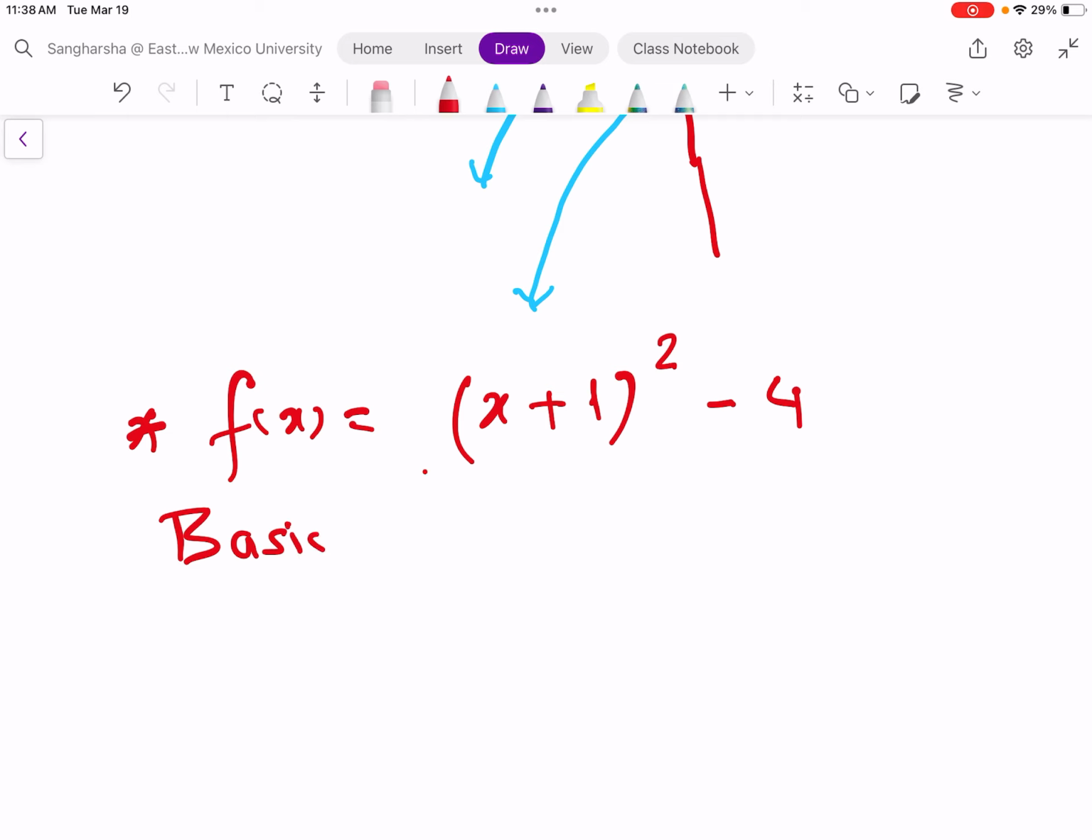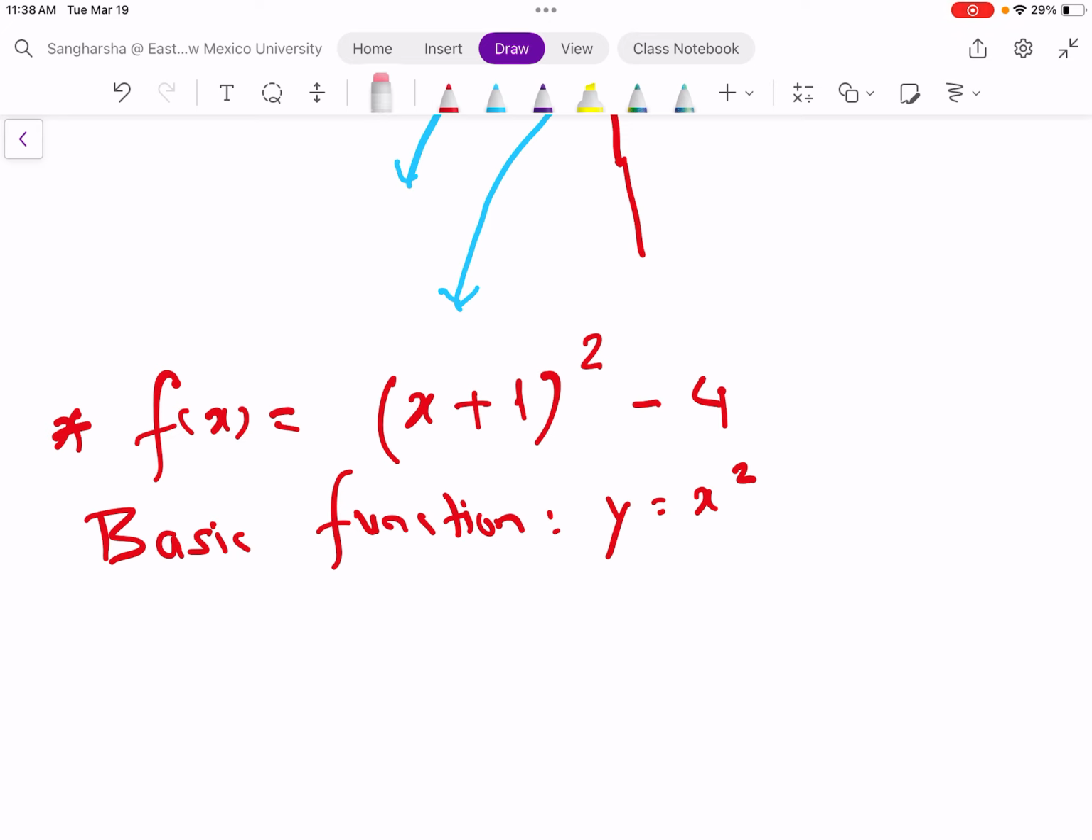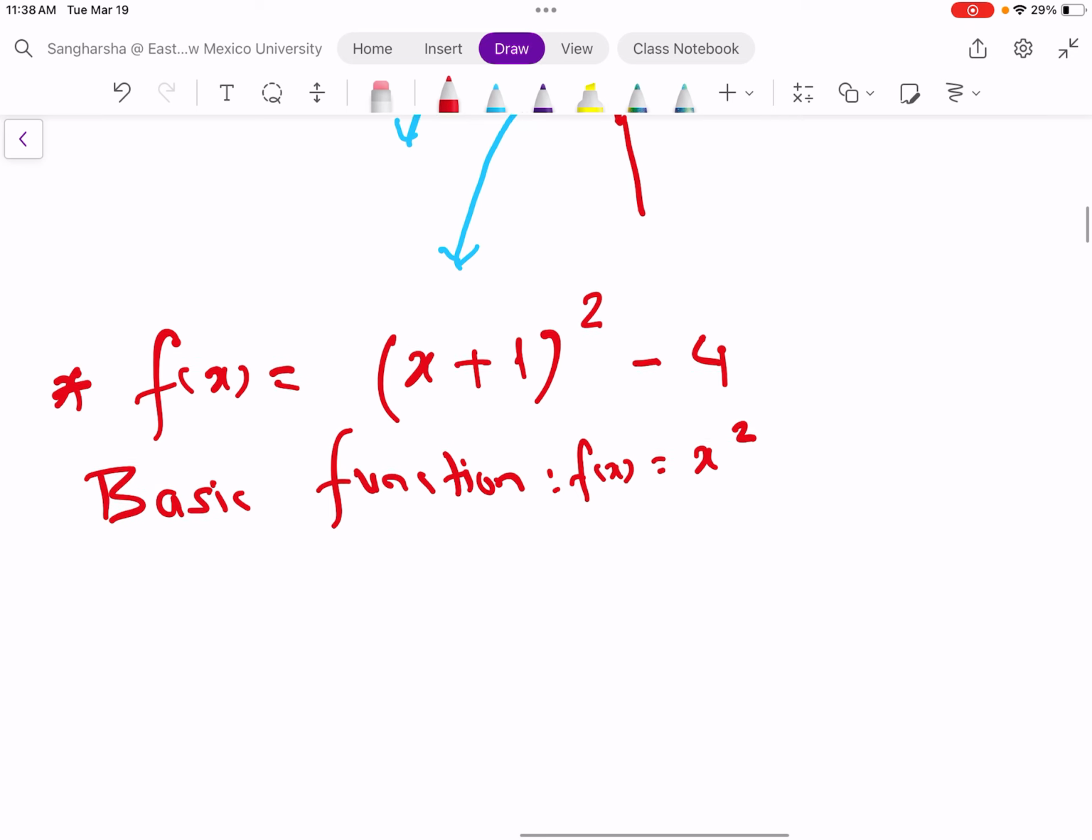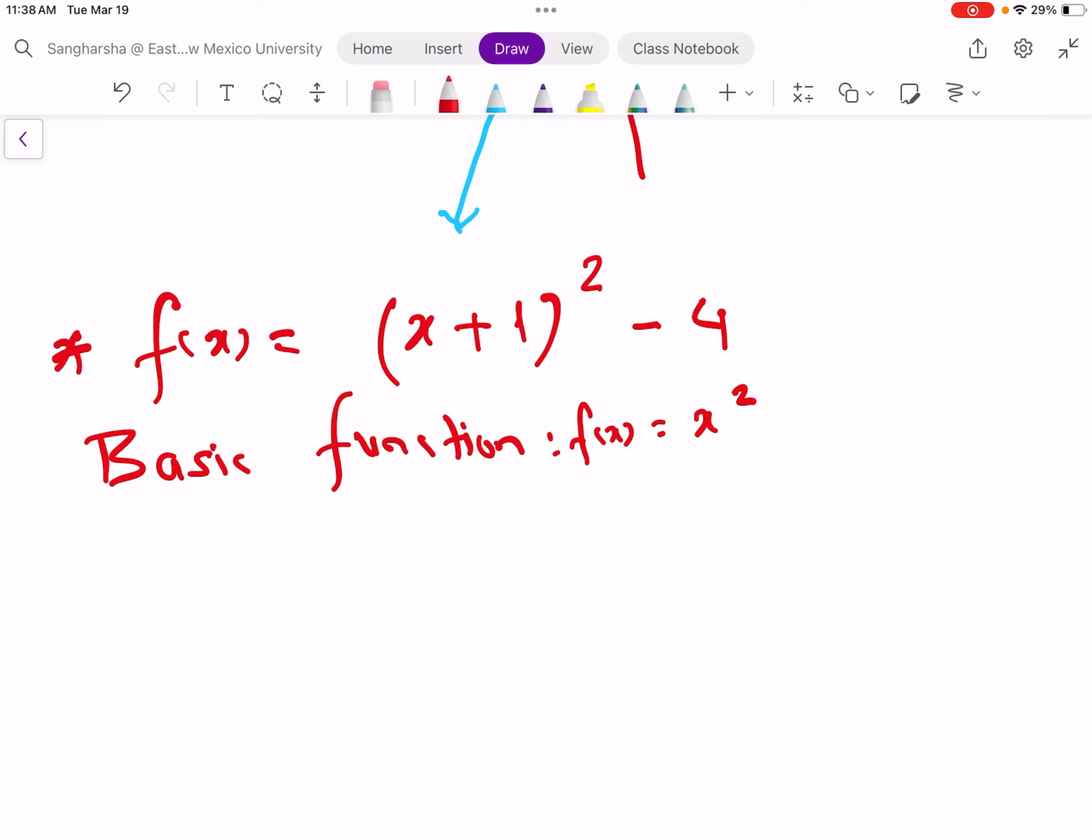If it's a quadratic function, what is our basic function? Our basic function is y or f of x equals x squared. This is our basic function, right? Or I can just use f of x, so f of x equals x squared. Now, does anyone need help finding the basic function? Once you know the type of a function, you can just find the basic function.